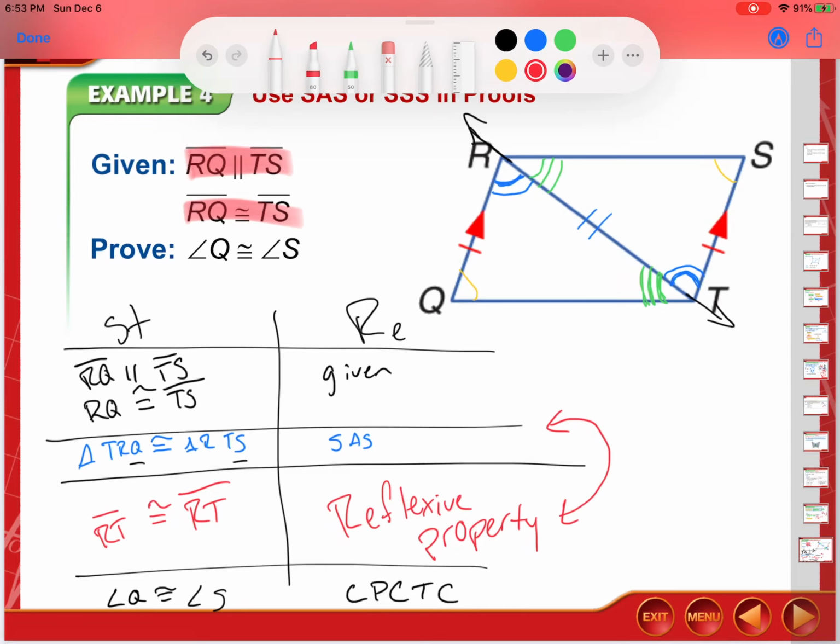So I'm going to switch those two steps here. We use the reflexive property to show that line RT is the same in both triangles. And then we have line RQ and TS are also the same. And the included angle between them is corresponding and congruent across both triangles, which means the triangles themselves are congruent based on side angle side. And if the triangles are congruent, then each individual corresponding part must be congruent based on corresponding parts of congruent triangles.